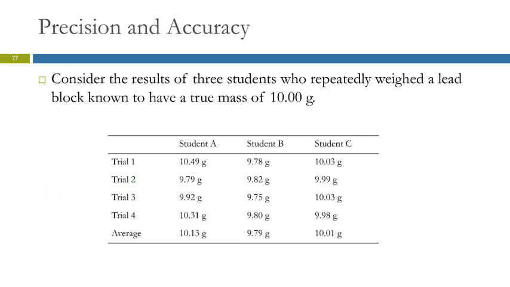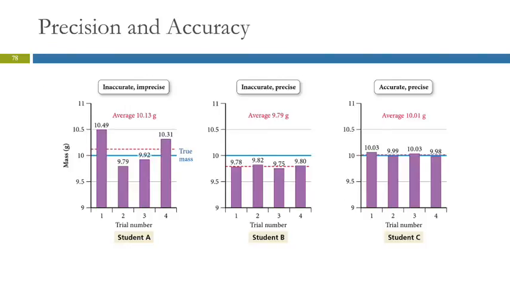So what we're going to do is look at some data from three students. They measured a lead block. They weighed it on a balance. They recorded the masses, and we're going to see how their results look. So here are the numbers in a table form. It's a little hard to look at this and see exactly what's going on. This is why a lot of times scientists will make graphs. So we take this data and we graph it, and we end up with this.